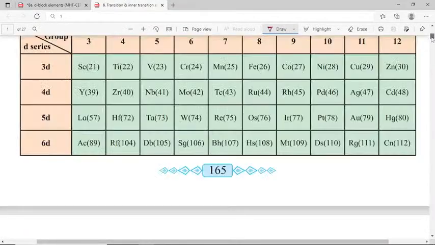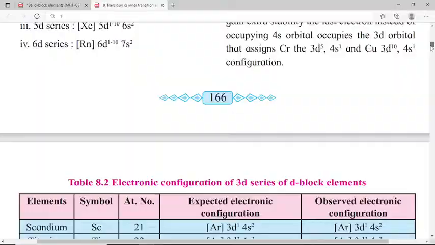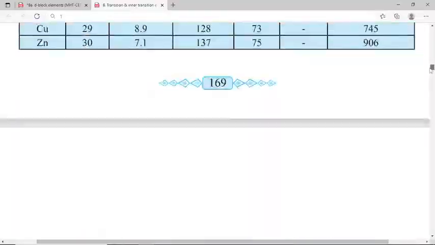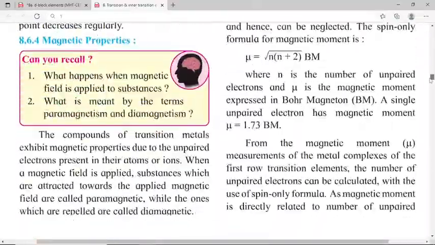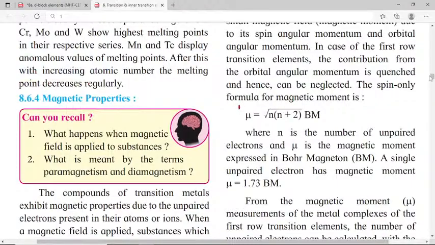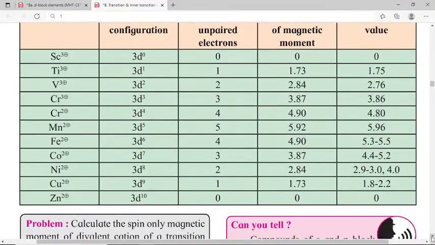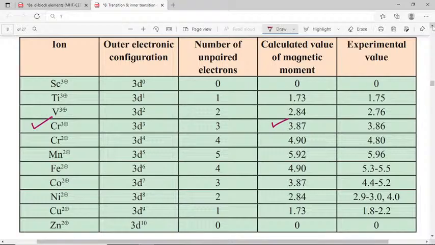This is the formula we have to use to calculate the magnetic moment: mu equals under root of n plus 2, in BM. BM stands for Bohr magneton, and n is the number of unpaired electrons. So this is the table here. Chromium +3, so 3.87 is your answer. Okay, get it? 3.87.